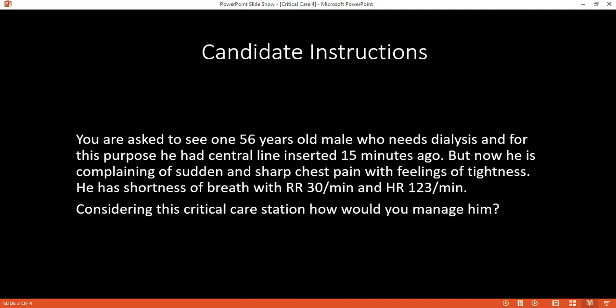Can you please name a few complications which can be caused by central line insertion? It could be tube related, such as failure or migration of the tube. Broadly, I can classify them into immediate complications and late complications.